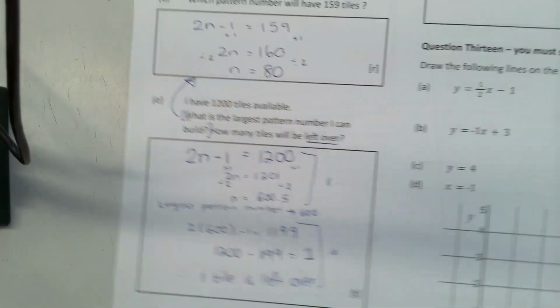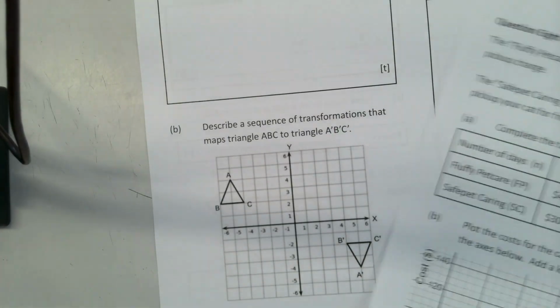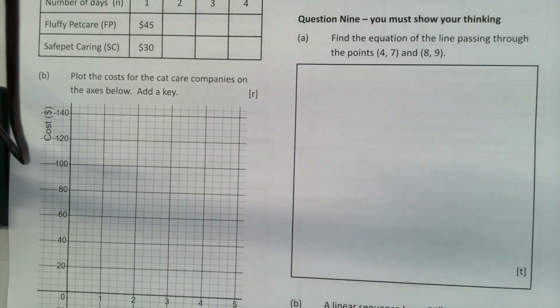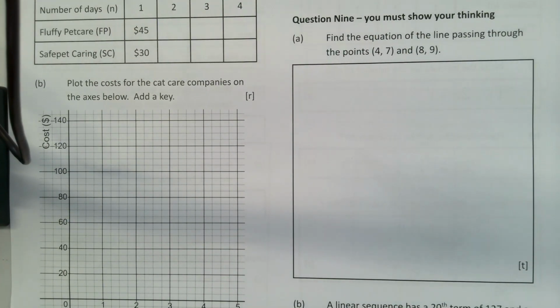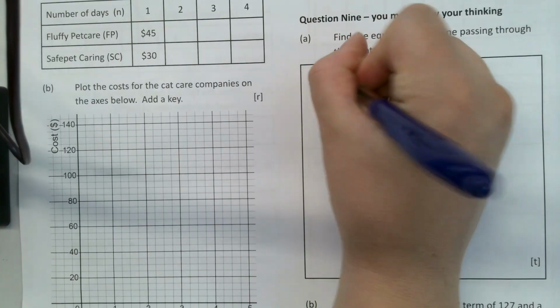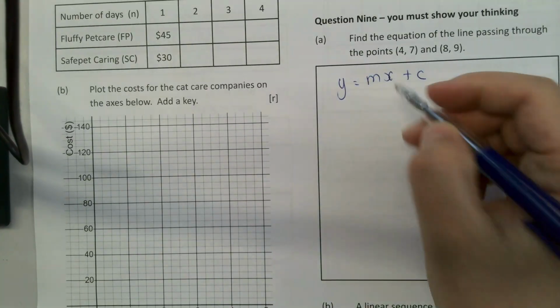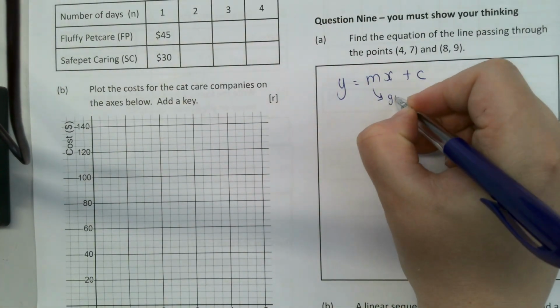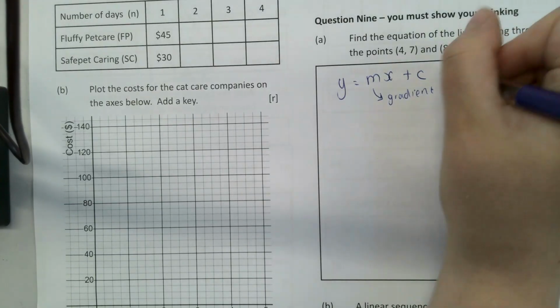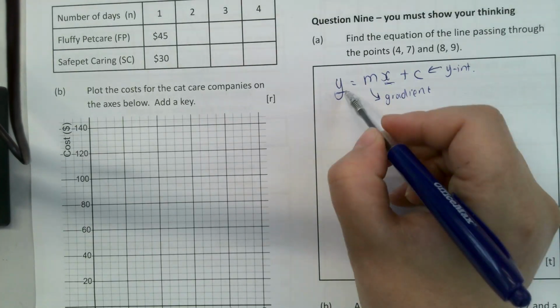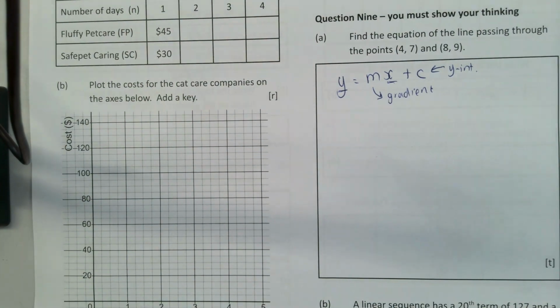Okay, let's move on to another excellence question, which will be over here. Find the equation of the line passing through the points 4, 7, 8, and 9. Now, we know the equation of a line is y equals mx plus c. We know that this is the gradient, and we know that that is the y-intercept, and we know that that and that stays the same. They're just going to stay there. They're just going to camp out, okay?